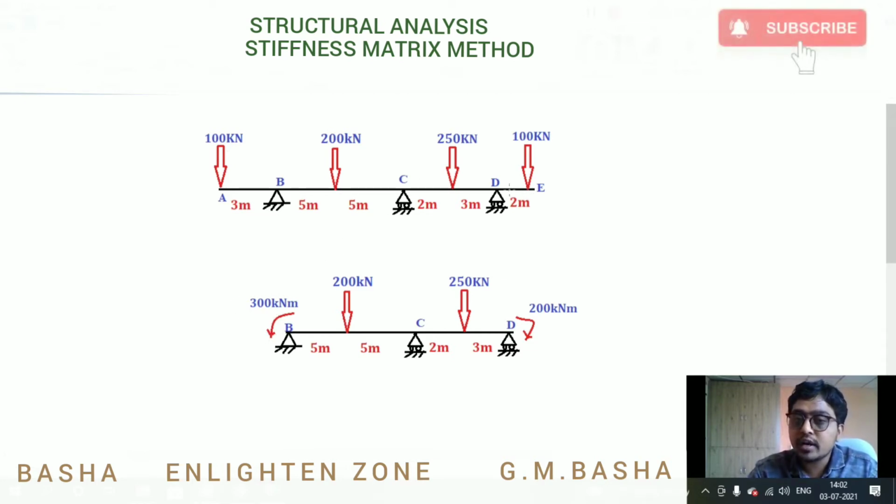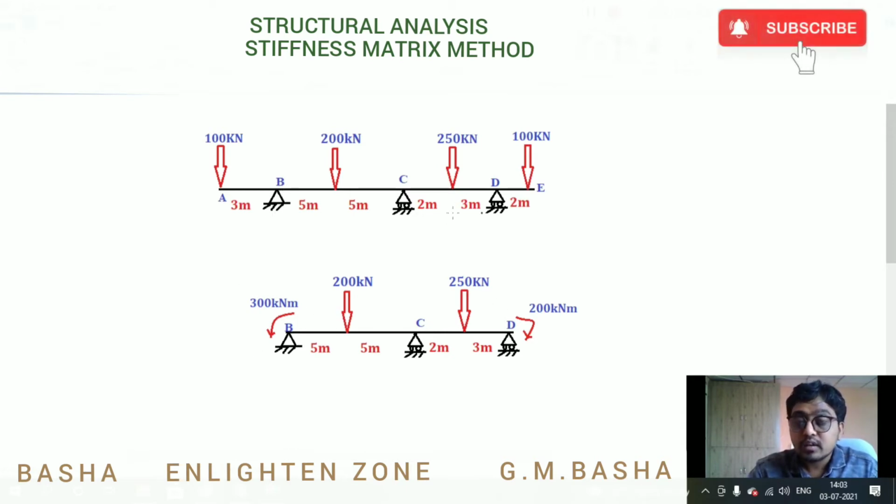Similarly, for the joint D, there will be a cantilever member. So if you simplify and resolve this moment, 100 into 2 is 200 kilonewton meter. This will be acting clockwise at point D. Therefore, we are taking a clockwise moment, which is 200 kilonewton meter. So this one will be acting anti-clockwise and this will be acting clockwise. So we have to remove the cantilever portions and apply the moments directly at both B and D.